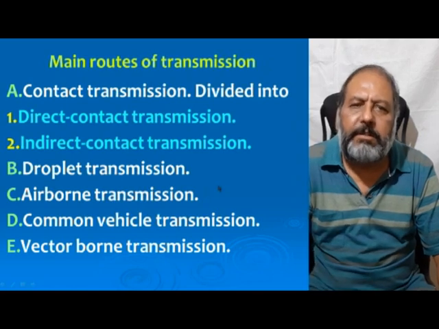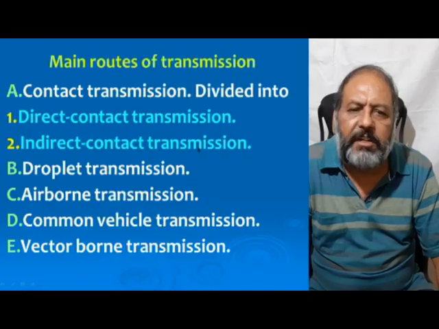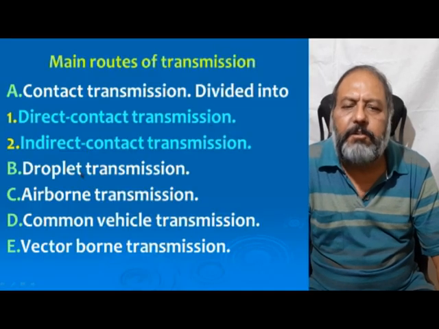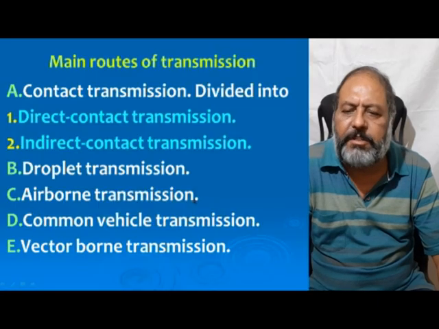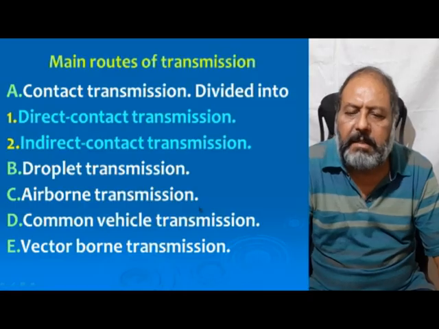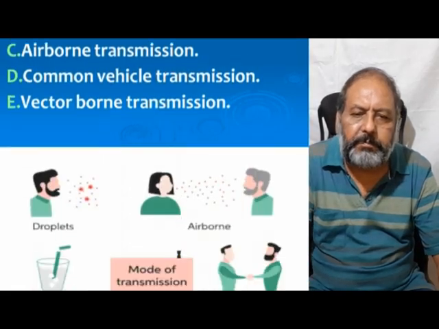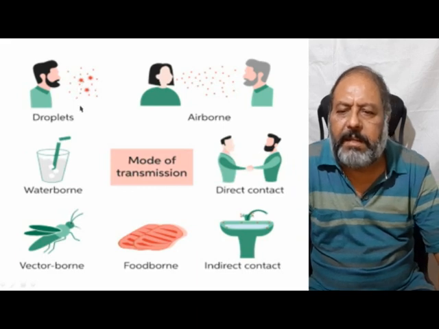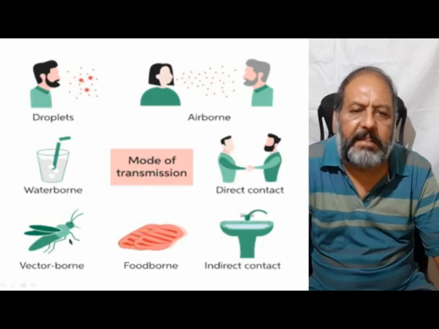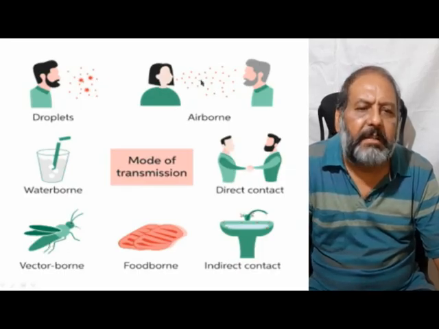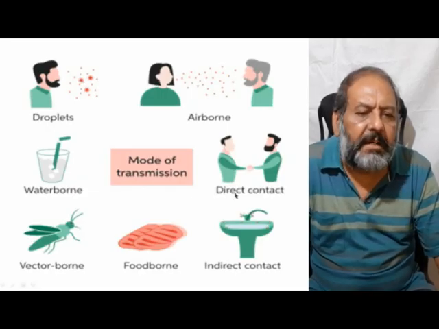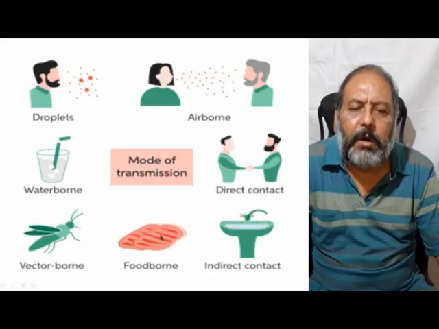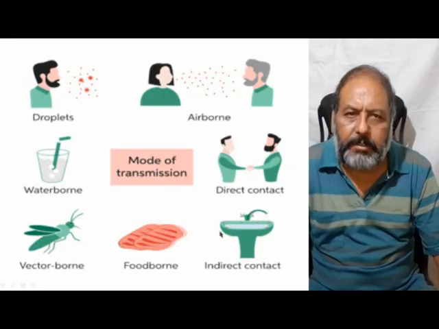Now, the main routes of transmission of infection to the patient are contact transmission, which is divided into direct contact transmission and indirect contact transmission, then droplet transmission, third is airborne transmission, then common vehicle transmission, number 4, and vector-borne transmission is number 5. And here one can see the droplets coming out from the mouth and nose of the patient, then waterborne infection, vector-borne by insects, airborne as one can see when coughing and transmitting to others, and direct and indirect contact with different utensils and fomites, and then foodborne. These are all the modes of transmission, and I am going to discuss them one by one.